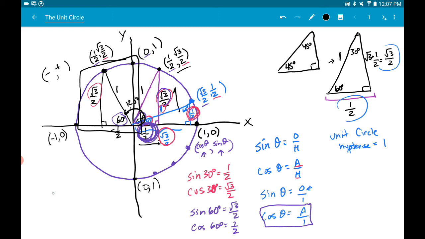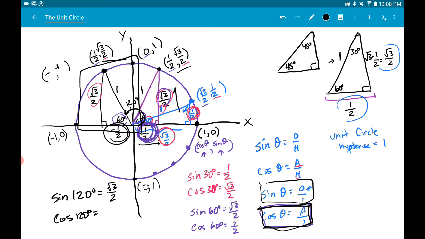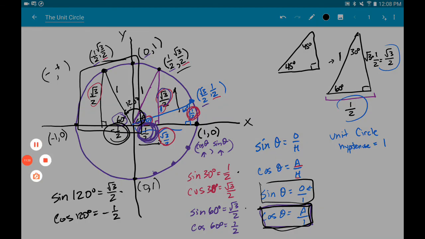So why is that powerful? It means that sine of 120 now, we just extended it into quadrant two. Sine of 120 is the opposite side, which is rad 3 over 2. But cosine of 120 is, boom, I'm highlighting it, the adjacent side. We can work our way around the circle getting values that are exact. And a lot of these values, look at these ones that we just found, rad 3 over 2, 1 half, a lot of these values are going to repeat themselves.